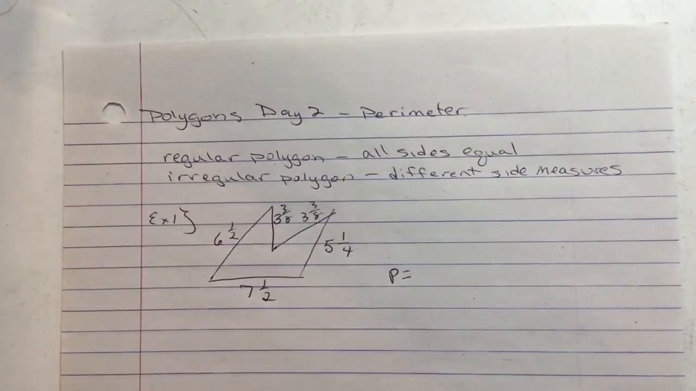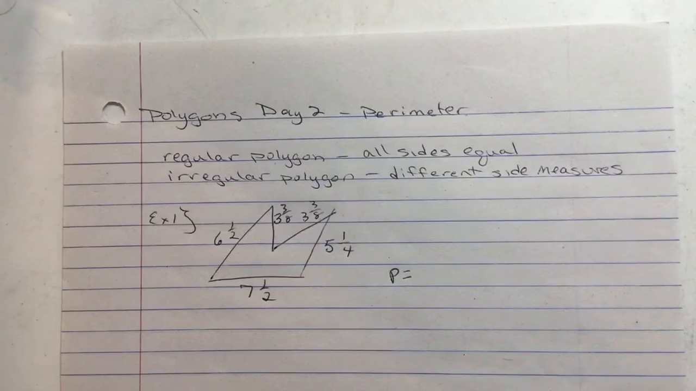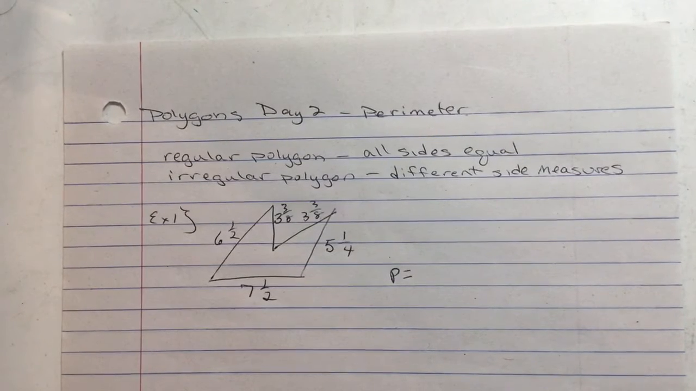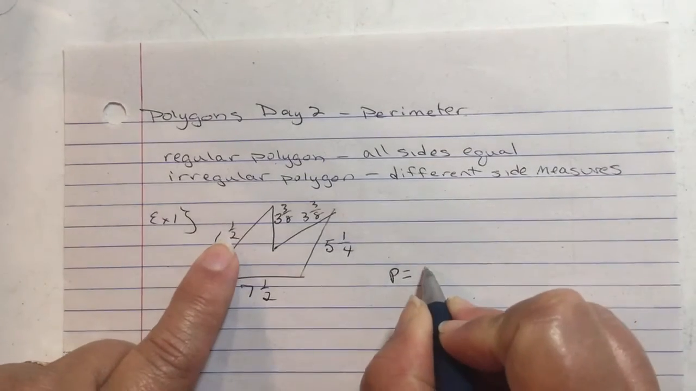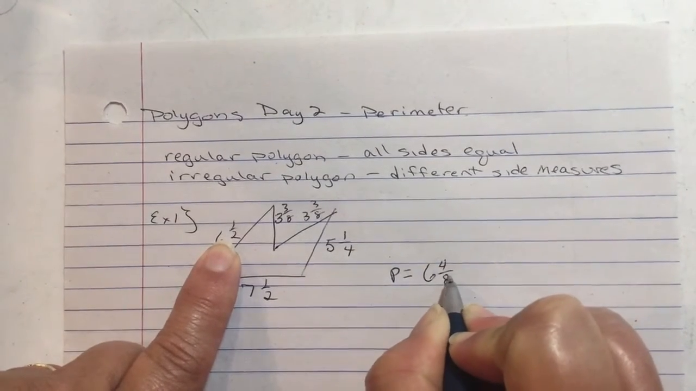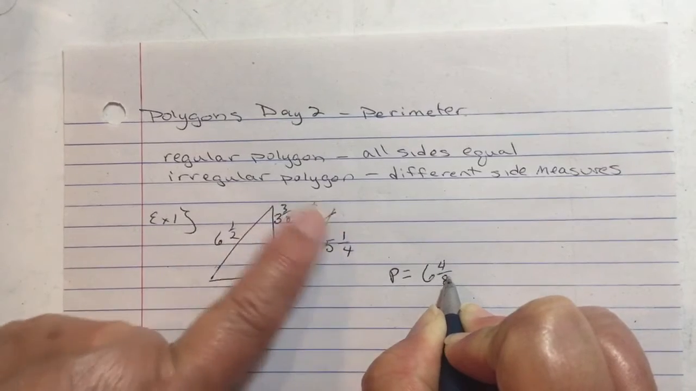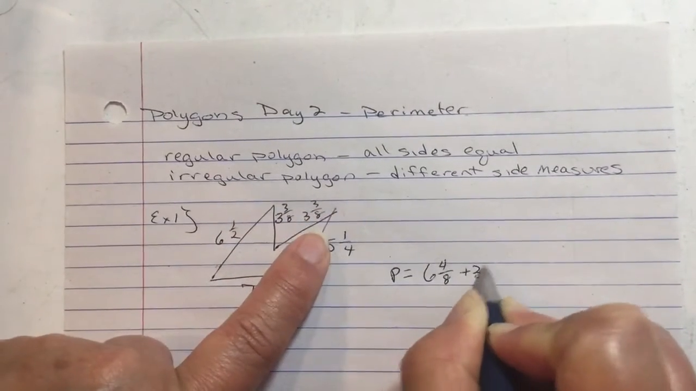So for the perimeter, I'm going to need to add up all the sides. Now I can see that the denominators of 2, 4, and 8 could have a common denominator of 8. So as I write these down, I'm going to go ahead and get the common denominator. So 6 1/2 becomes 6 4/8. These two are already in 8s.